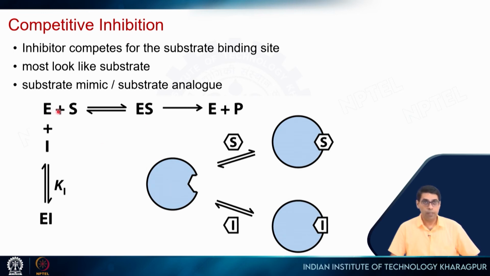And we can write the equation like this: E plus S gives you ES, gives you E plus P. This is our standard Michaelis-Menten kinetics. But the free enzyme can also bind the inhibitor and form the enzyme inhibitor complex, and this is given by this Ki or the inhibitor constant. So this is basically the Kd or the dissociation constant of the enzyme inhibitor complex.